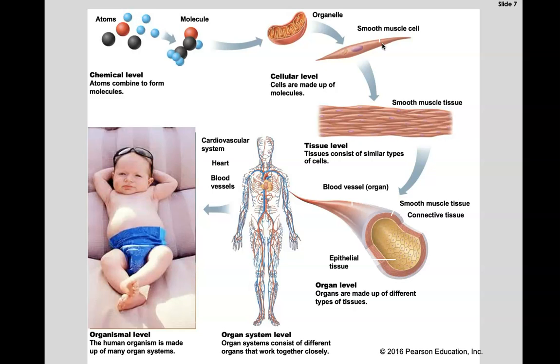But those organelles are all going to work together for a common function of the cell, right? So then we've got our smooth muscle cell here at the cellular level of organization.